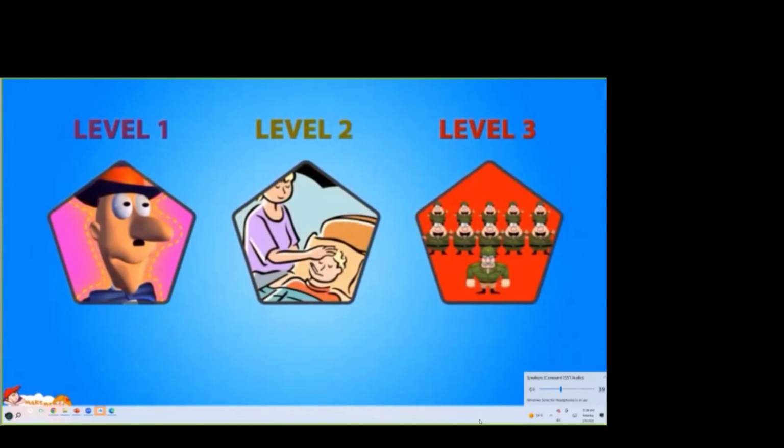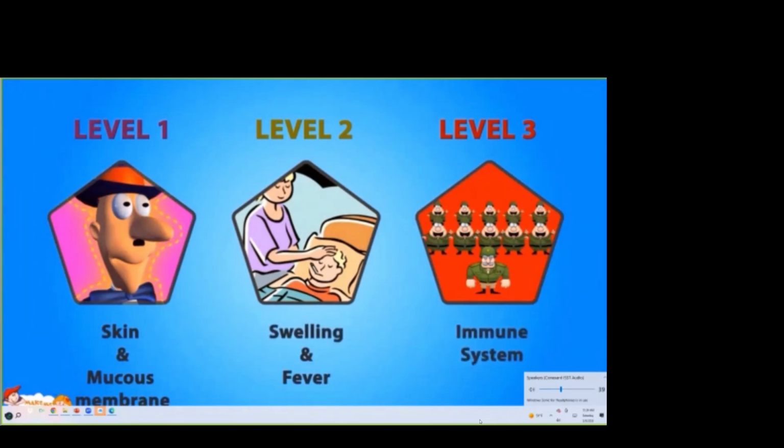Your body has 3 levels of defense. The first are your skin and mucous membranes. Second is swelling or fever. And the third is the internal immune system. At the first level, your skin and the mucous membranes of your nose are the first barrier for these germs. It's not easy to get inside your body, covered with a waterproof, germ-proof, self-healing skin.